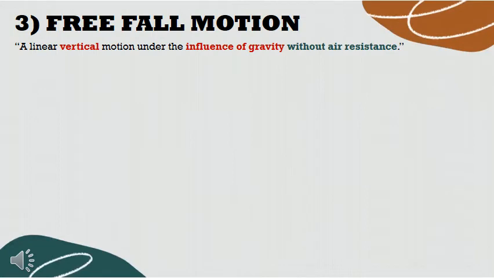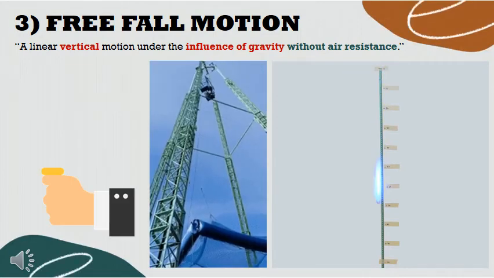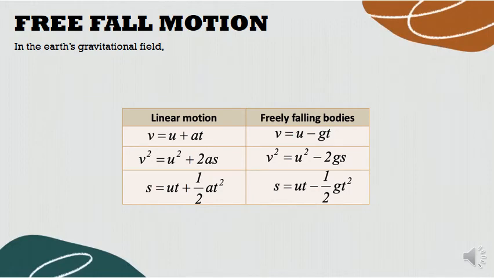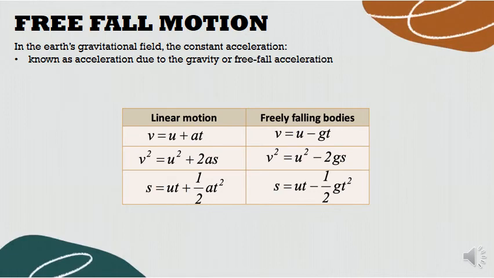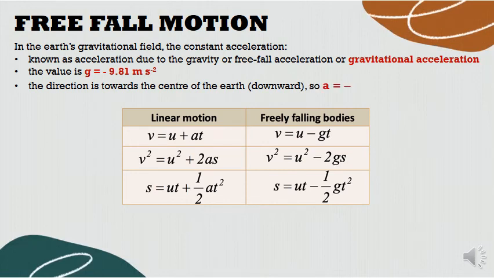Case 3. Free fall motion can be defined as a linear vertical motion, under the influence of gravity, without air resistance. Some examples of free fall motion are when an object is dropped from a height, or tossing a coin into the air, and letting the coin fall back. All free-falling objects on Earth always accelerate downwards with a constant acceleration, known as acceleration due to gravity, or gravitational acceleration. Its magnitude is -9.81 meter per second square. Note that it is negative, as its direction is downwards.